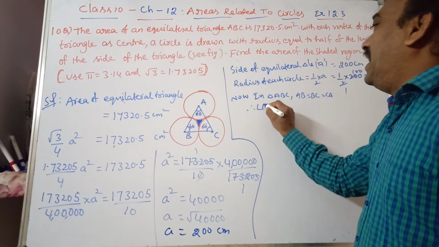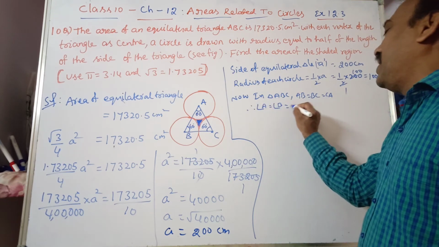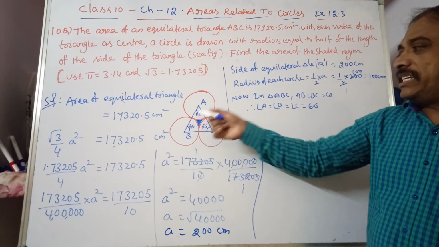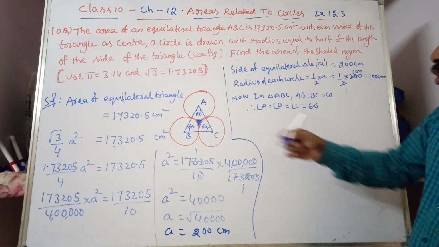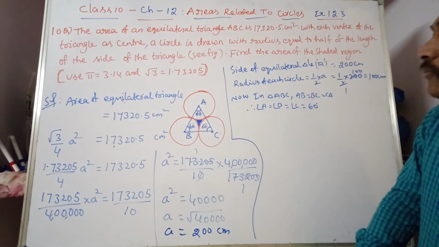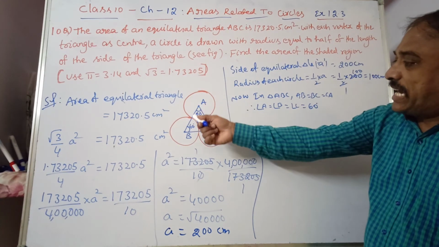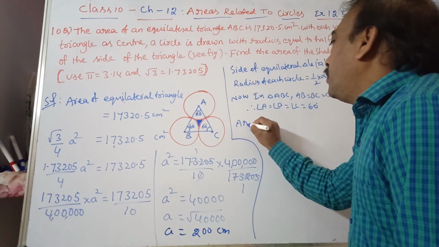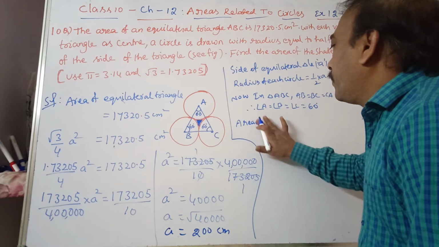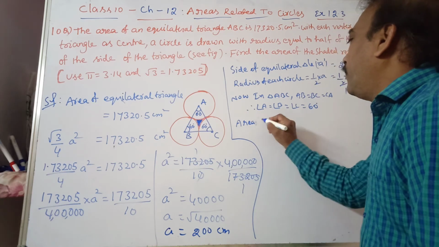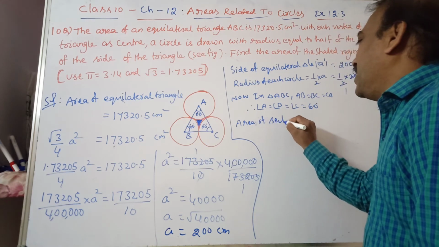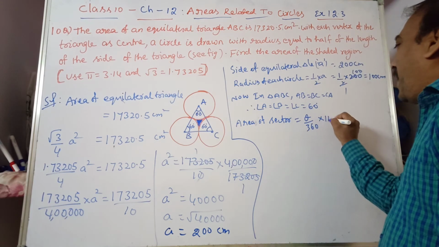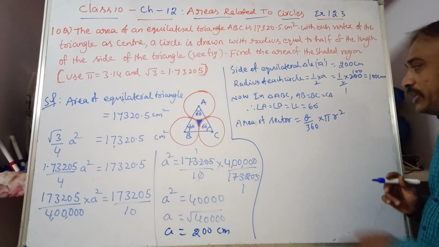Therefore, we get angle A is equal to angle B is equal to angle C is equal to 60 degrees, as we know, 60 degrees at each corner. Now, the area of one sector we have to find out. What is this? It is a sector. Area of each sector is... What is the area of sector formula? Theta by 360 into pi r square.